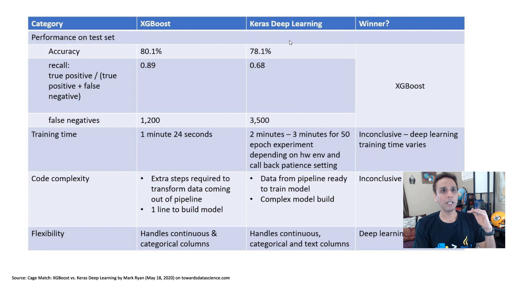And if you compare this with Keras deep learning, again, this is something I found online. The link is down here. The accuracy is slightly better on the datasets that they have tried compared to Keras deep learning. And the recall is also much better, false negatives much better. All these other things are inconclusive because they're tough to compare, because there are way too many hyperparameters in deep learning and also in XGBoost.